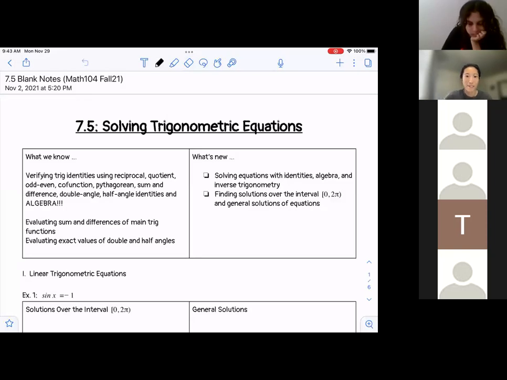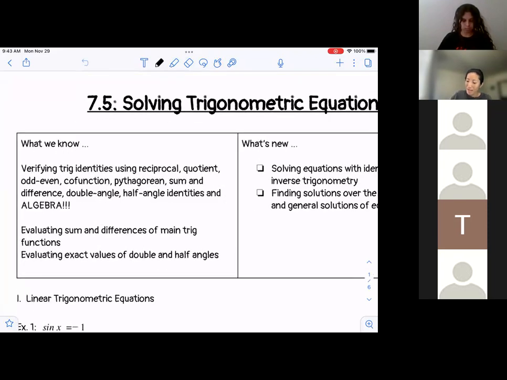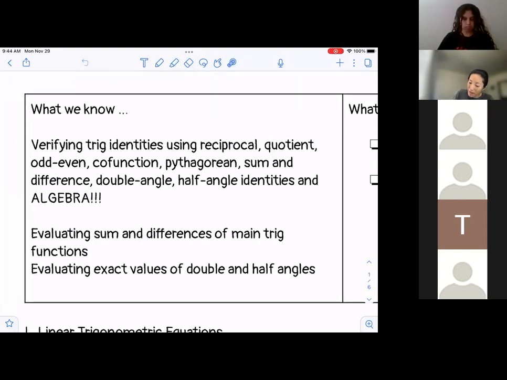All right, so today we're going to take a look at section 7.5, okay? And so we're going to take a look at what we, at least we knew before break, right? Maybe some things fell out of our head during break, but what we did know before break, we looked at a lot of verifying trig identities, all right?